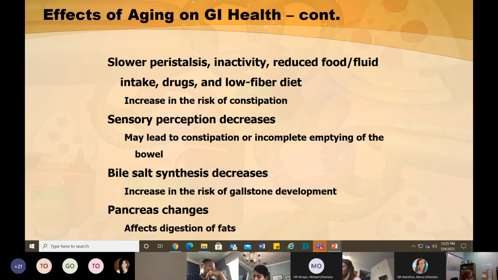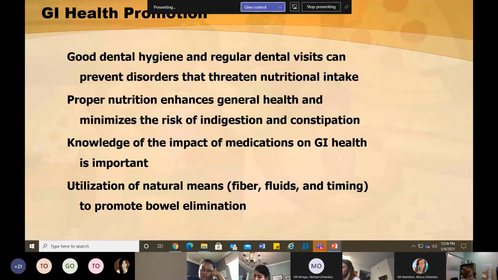Gallstones, we've already talked about that there's an increased risk of gallstone development. And of course, the pancreas changes, everything changes in the older adult. And it affects our digestion of fats as well. Lots of things going on with the GI tract. So obviously, the discussion we had on nutrition today is so important because we know that there are many, many effects of aging based on our decline in the GI tract. So it's a really good segue into this. It's really good.